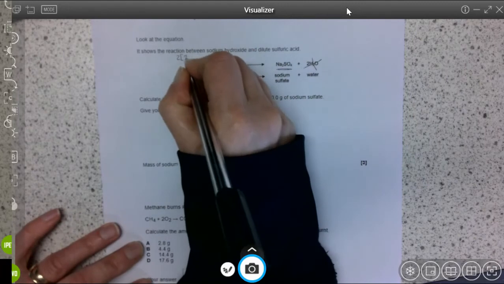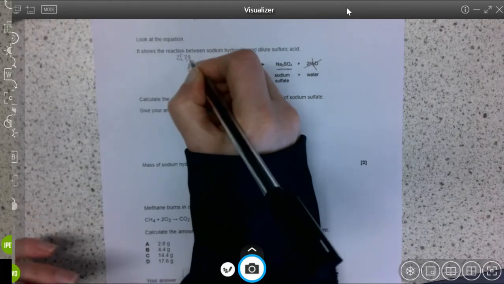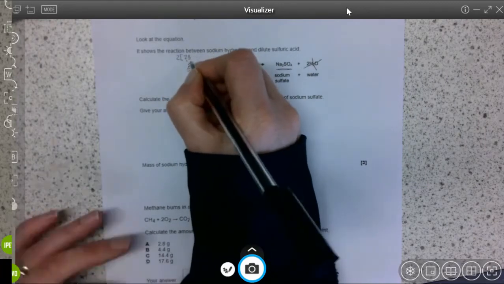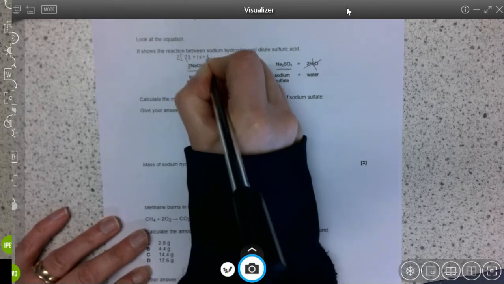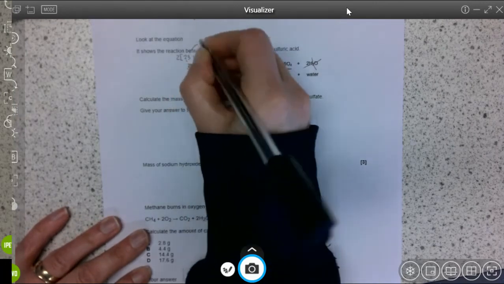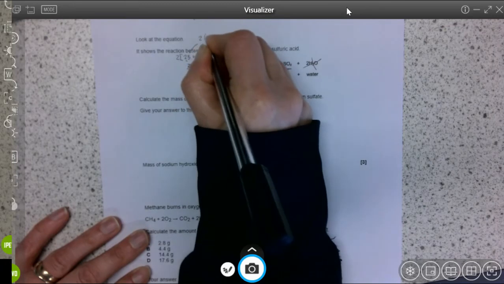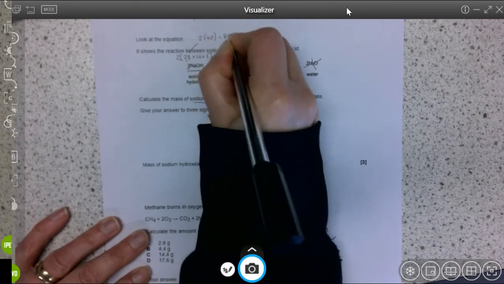So sodium, if I look in the periodic table, there's 2 numbers. Remember, for the relative atomic mass, we're looking at the biggest number, which is 23 for sodium, 16 for oxygen, and 1 for hydrogen. So if I do that, that works out as 2 times 40, which is 80.